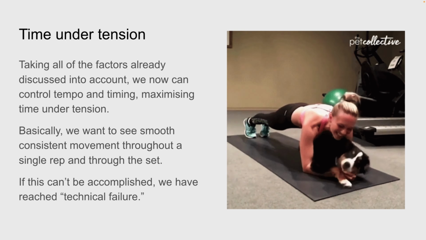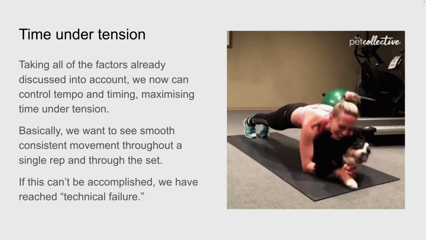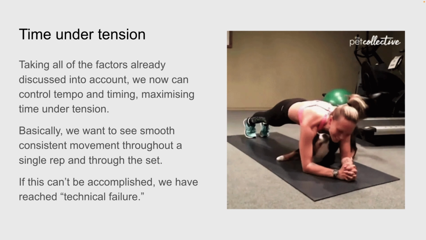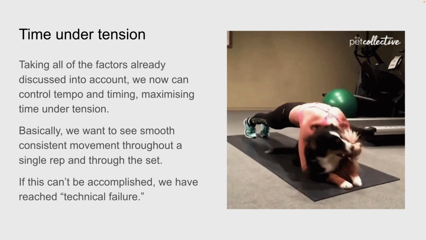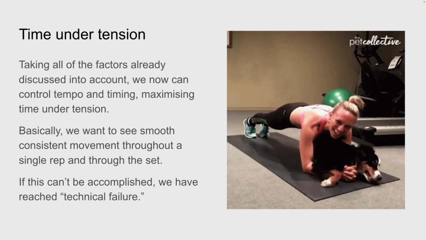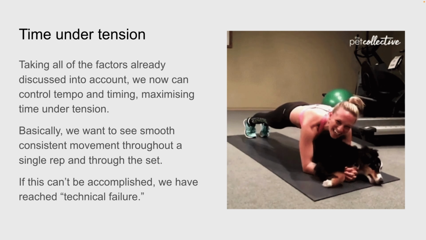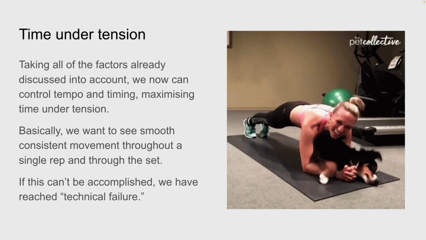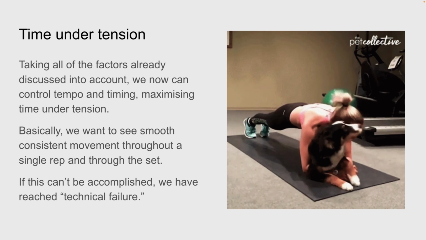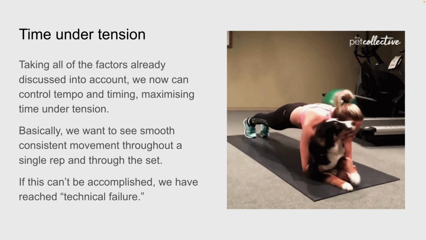Basically, what we're trying to do is generate a slow, smooth, consistent movement throughout a single repetition and then maintain that tempo throughout the set. If this can't be accomplished, we've reached technical failure. So when we go back to the ABCs, we're looking for the point at which the ability to control oneself in three-dimensional space under appropriate tension starts to fall apart.